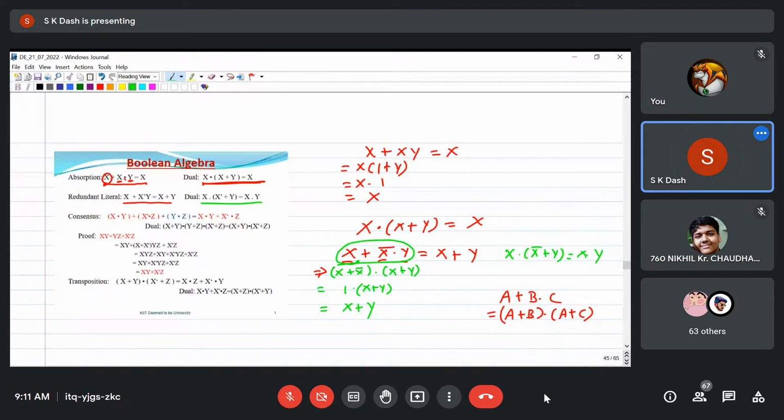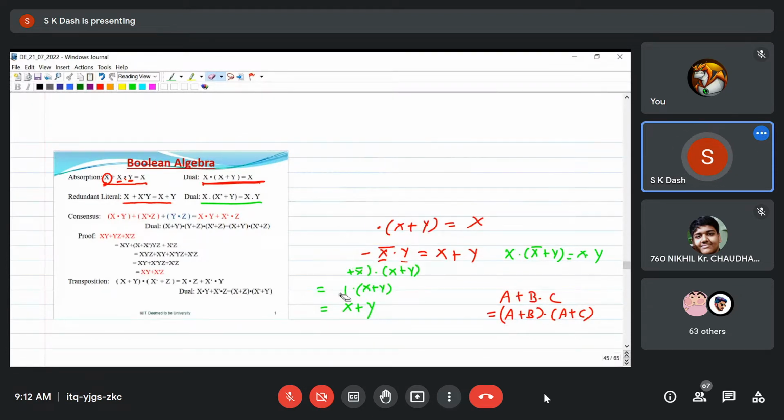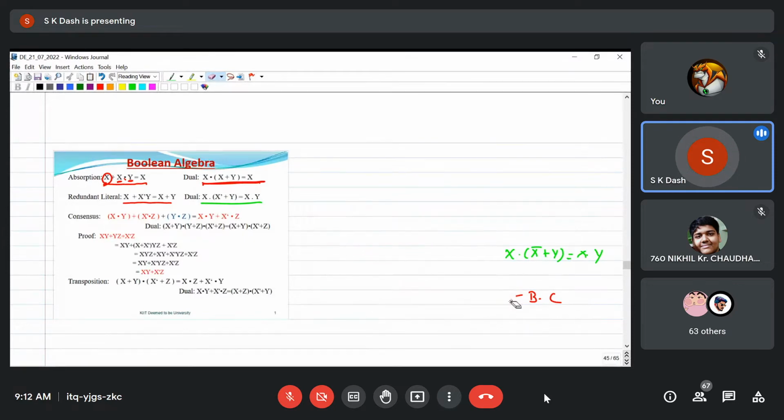Next important one is consensus. If you don't remember these things also, by doing one or two steps, you'll be able to find the answer. This one will not be that useful, but consensus is very powerful. So what happens here? See, x dot y plus x bar dot z. Here I took a variable in the first term, and in the second term, that same variable's complement is available.